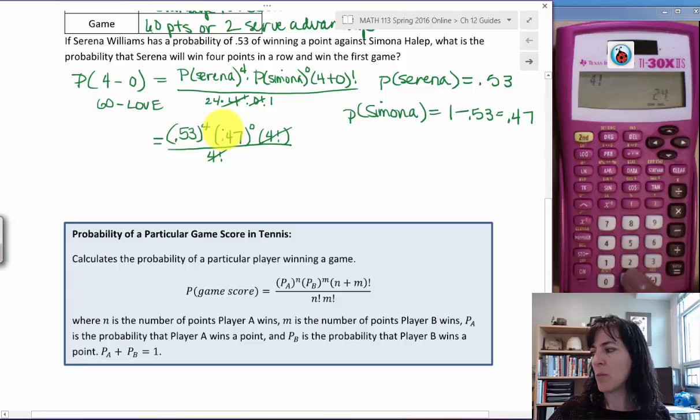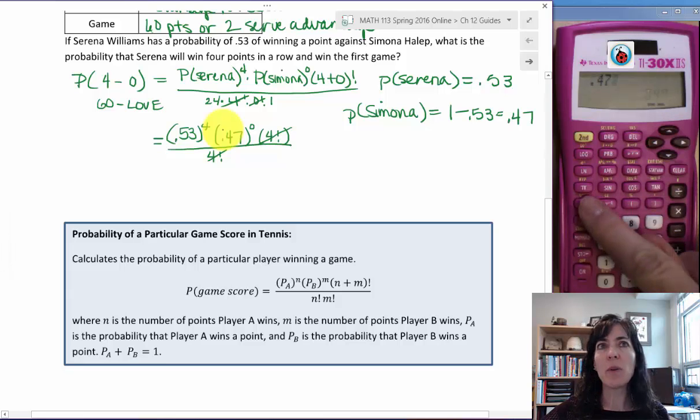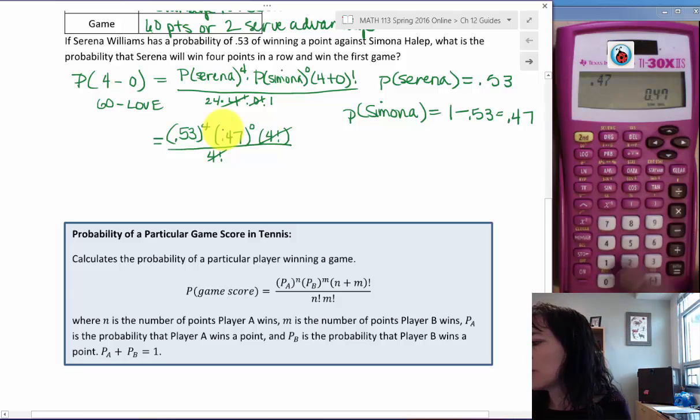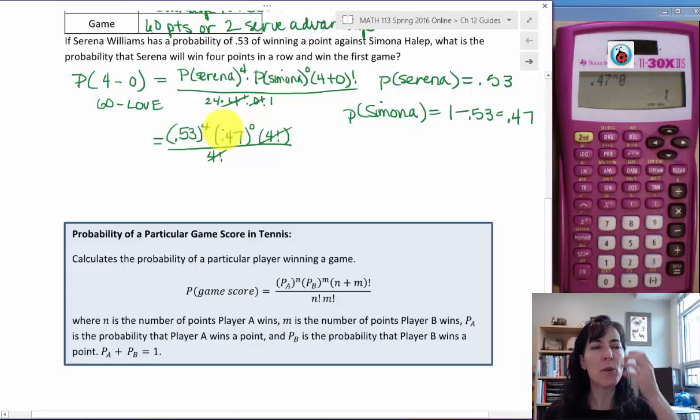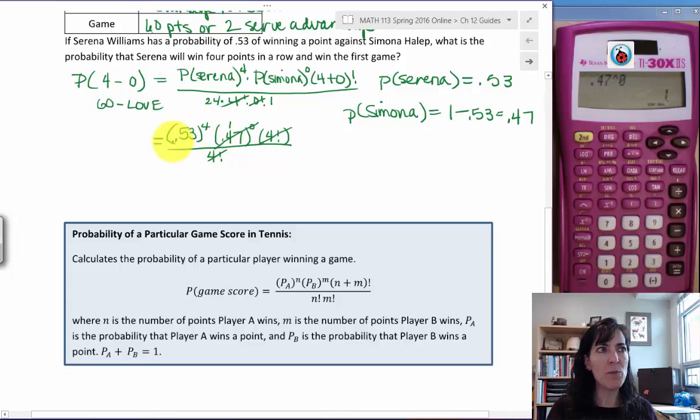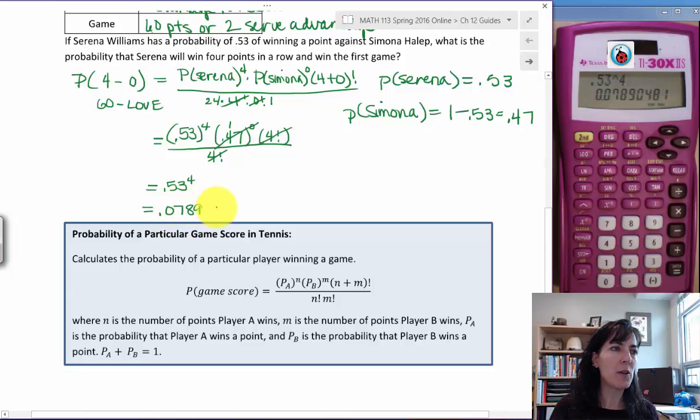Anything to the 0 power, we can try it out, 0.47 exponent. Oops, I don't think I hit the right button. 0.47 to the 0 power is 1. So anything to the 0 power is 1. And so 0.47 to the 0 power is also just a 1. And so that's going to leave me with just 0.53 to the 4th. And I can put that on my calculator. 0.53 to the 4th, and I get 0.0789 probability of 60 love with Serena winning.